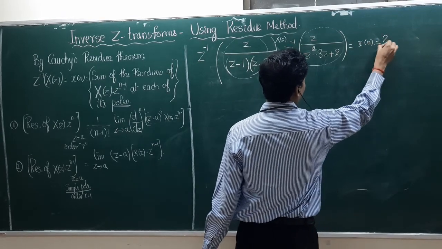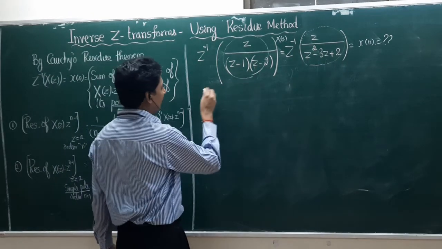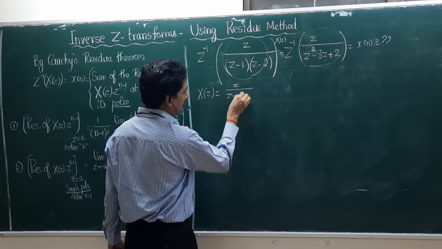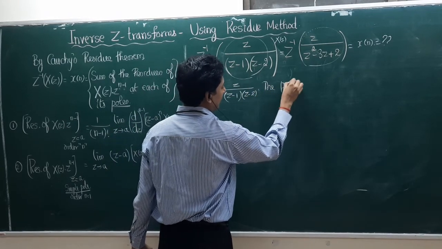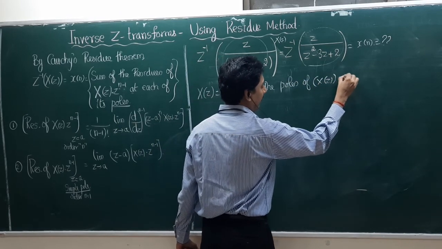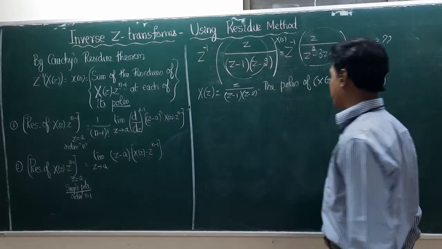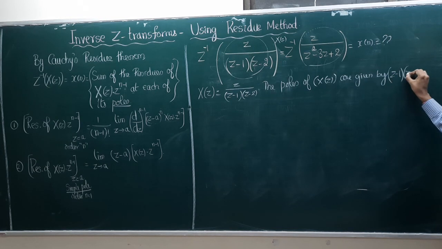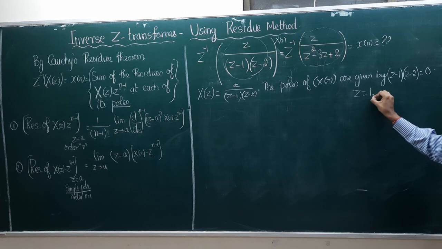This time I am going to use the residue theorem. What is X of z here? X of z is equal to z by (z minus 1) into (z minus 2). The poles of X of z are completely given by the denominator equal to 0. So what's the denominator here? (z minus 1) into (z minus 2) equal to 0. By this, z equals 1, 2.